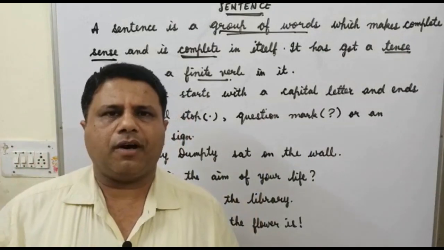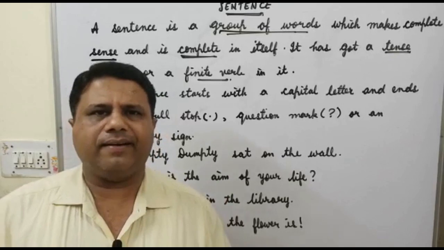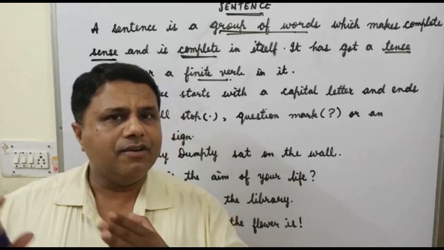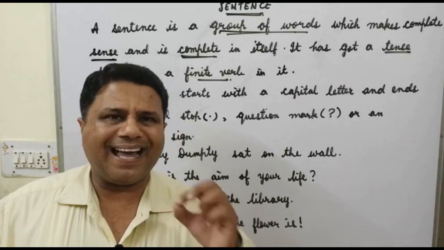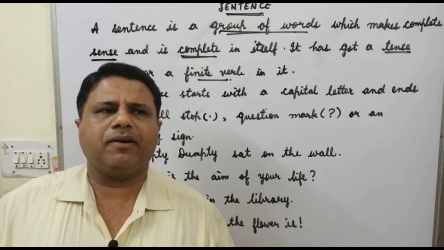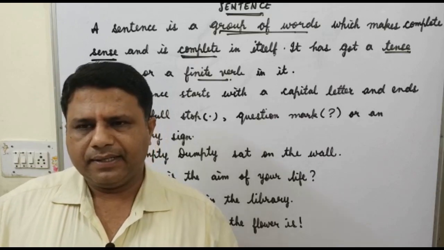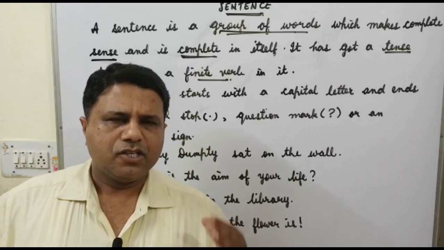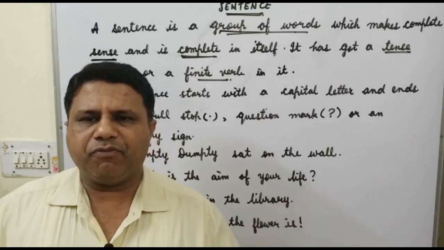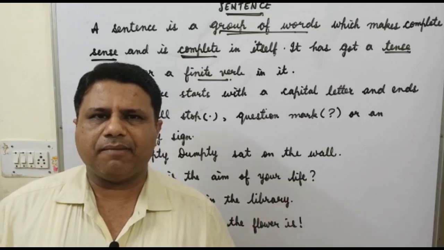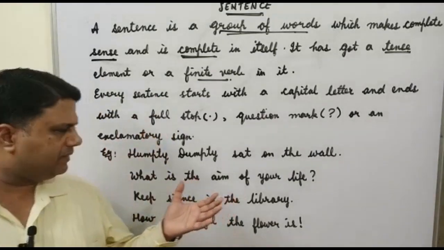If a full stop or question mark or exclamatory sign is not there, it means the sentence is not complete. So it's very important that something has to be there, then only it will be called a sentence. Otherwise your sentence will be incomplete. So every sentence starts with a capital letter and ends with a full stop or a question mark or an exclamatory sign. So here are some examples.